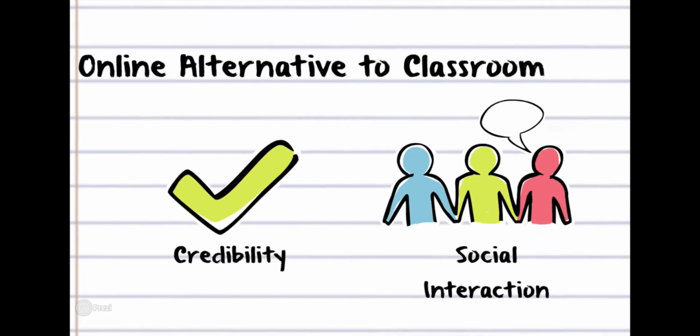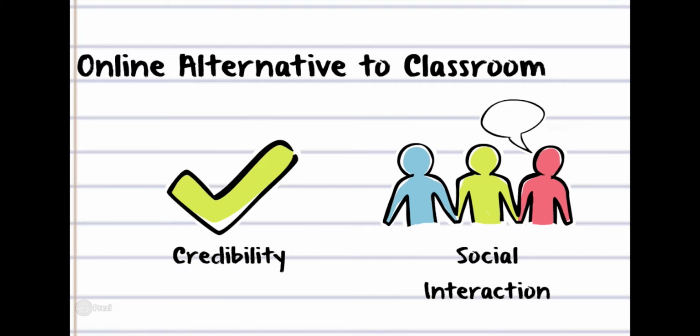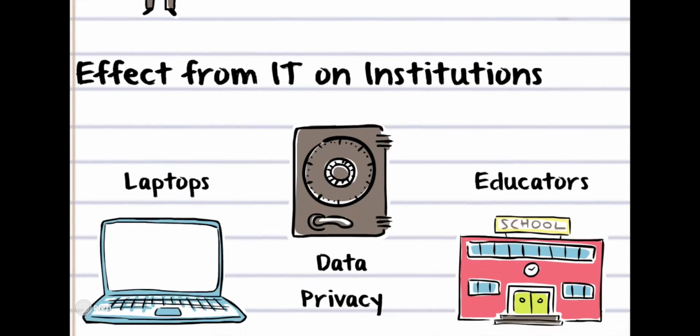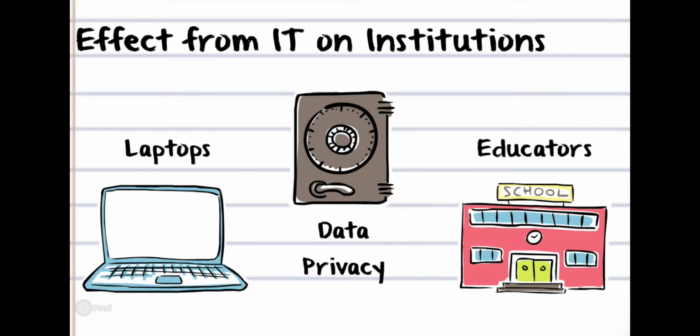For the first point, we will look at the credibility of online courses and their negative effect on social interaction. Then, we will see how technology has changed the way we think and problem solve for the worse. Lastly, we will look at the issues that arise from laptops in the classroom, the loss of privacy, and pressure on educators.